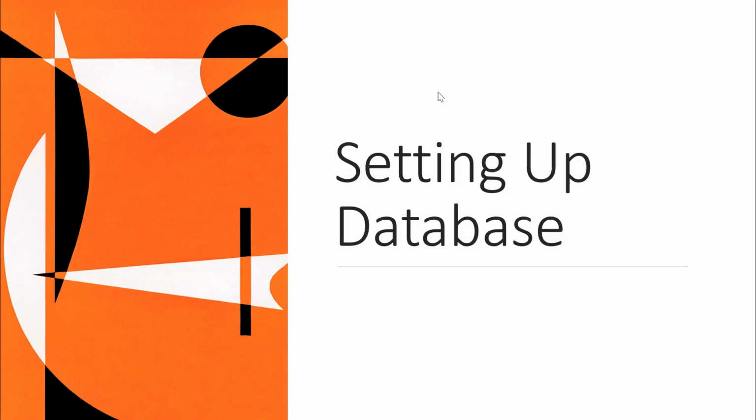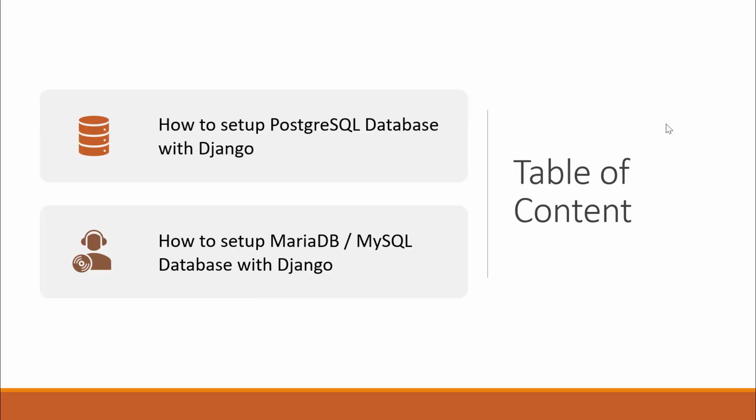In the previous tutorial, we discussed how we can create a project as well as an application in Django. Now, in this tutorial, we will take a step further and discuss how we can set up different databases in Django. We will start by discussing the default database available with Django, and after this we will discuss how we can set up first PostgreSQL, and then MariaDB or MySQL database with our Django project. So without any further delay, let's jump to the very first topic.